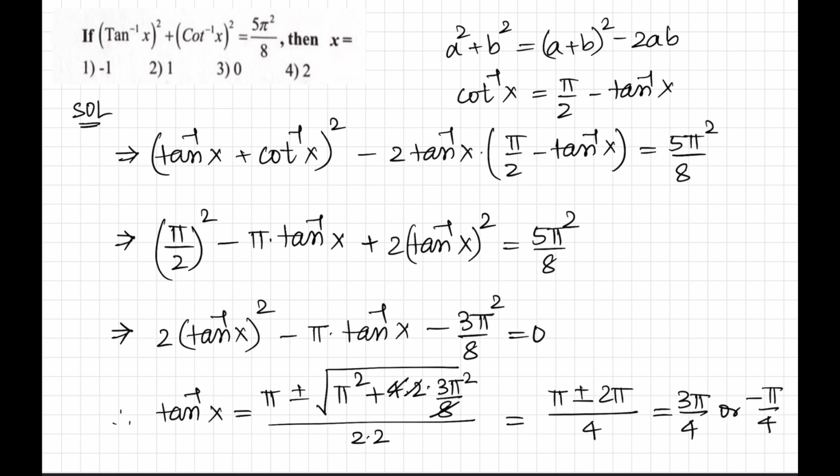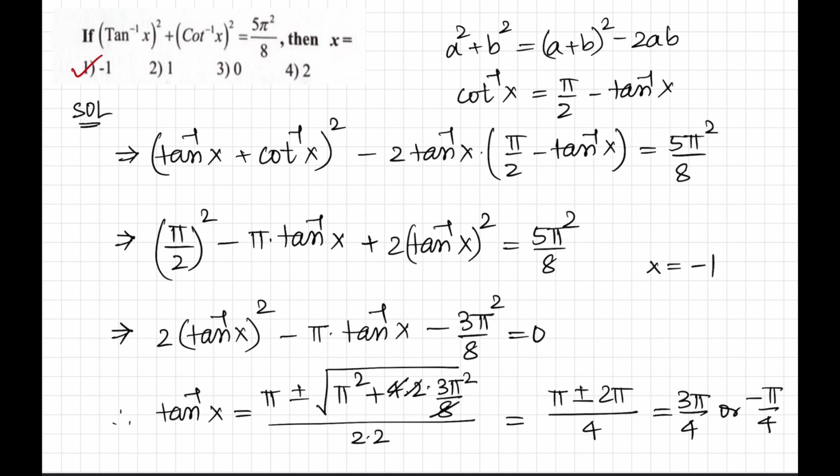Now clearly, the range of tan inverse x is from minus pi by 2 to pi by 2, and therefore 3 pi by 4 cannot be an answer, and therefore tan inverse x has to be equal to minus pi by 4, and in that case the value of x will turn out to be minus 1, and therefore if you look at the options, clearly option 1 is the right choice.